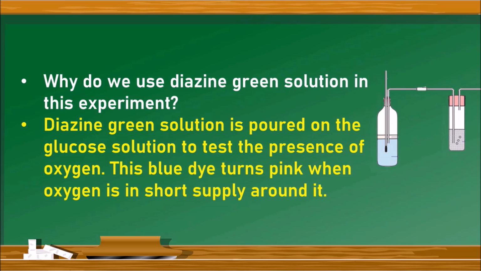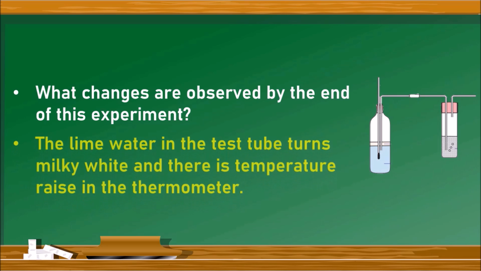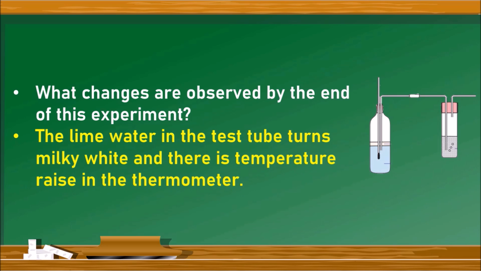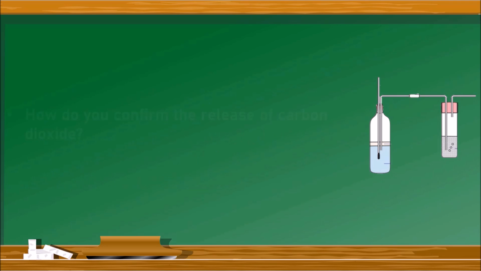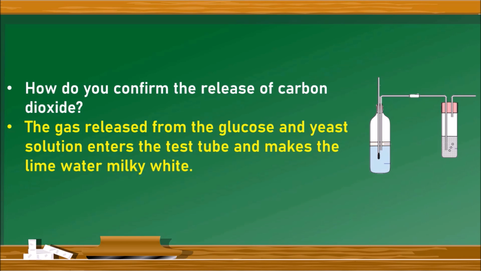The next question, what changes are observed by the end of this experiment? Especially, the lime water in the test tube turns milky white and there is a temperature rise in the thermometer. The next question, how do you confirm the release of carbon dioxide? Yes, the lime water turns milky white. So the gas released from the glucose and yeast solution enters the test tube and makes it milky white. Let us go to the next question.